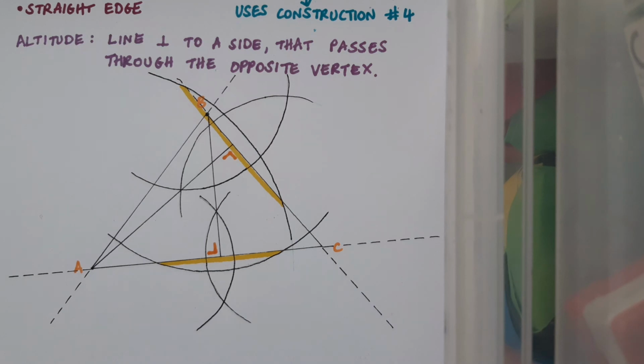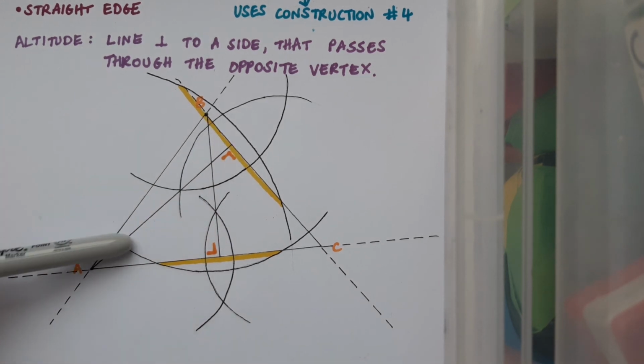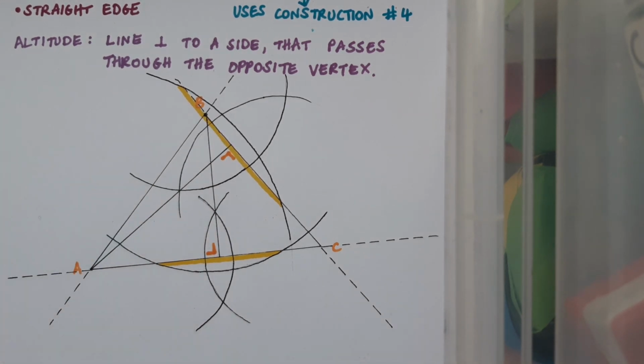Note that in both cases the lines that I've constructed are perpendicular to the sides of the triangle. So really these two lines here that I've constructed are actually the perpendicular heights of this triangle. And the orthocenter is the point at which they intersect.